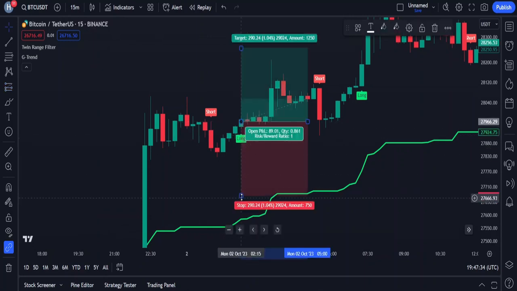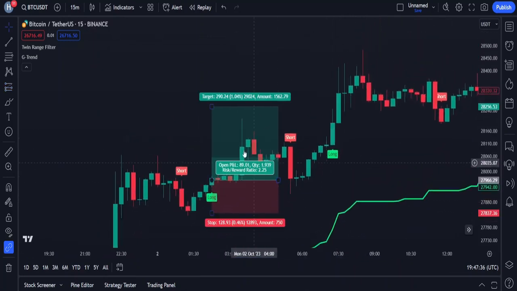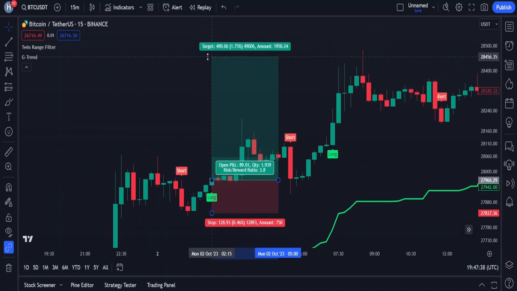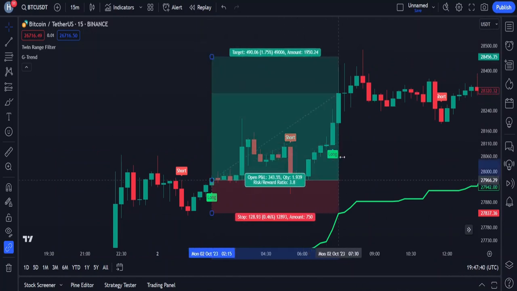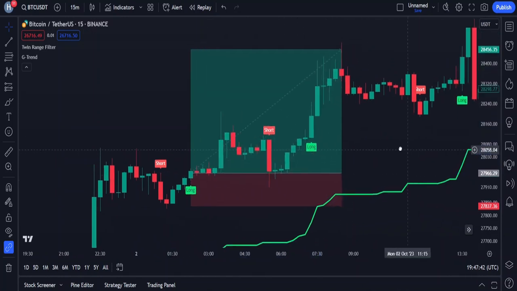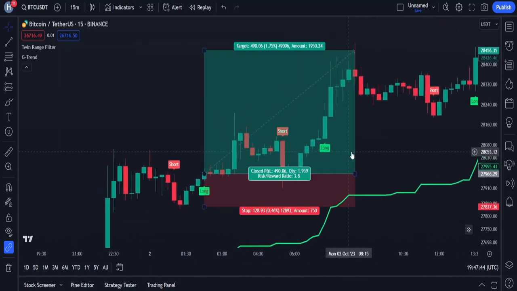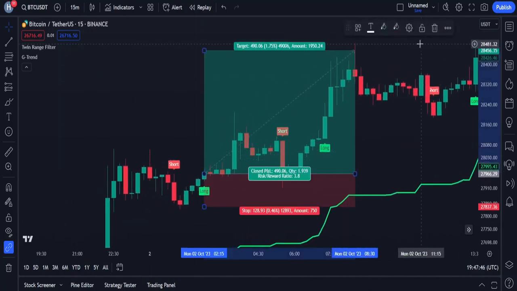For example, we got a buy signal here, and the trend is also ascending because the price is above the G-trend indicator and the graph is also green. So we could have used this as a signal to open a buy trade at this point, and you can see this would have been a profitable buy trade. The exact opposite rule goes for a sell trade.